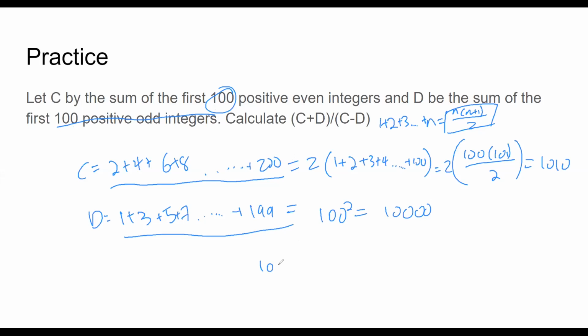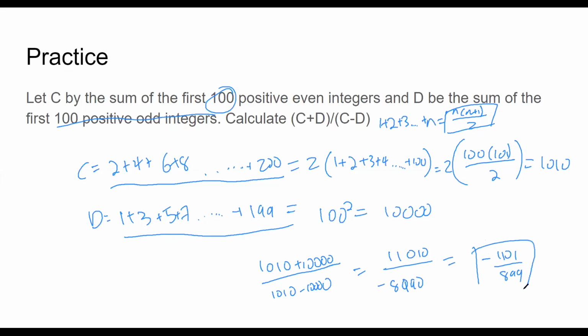That's going to be 1010 plus 10,000 over 1010 minus 10,000. Then it will give us 11010 over negative 8,990, I believe. My arithmetic is not great. Yeah, so then this comes out to negative 1101 over 899. Let me check if that can be simplified. No, it cannot. So this is our answer to this question.